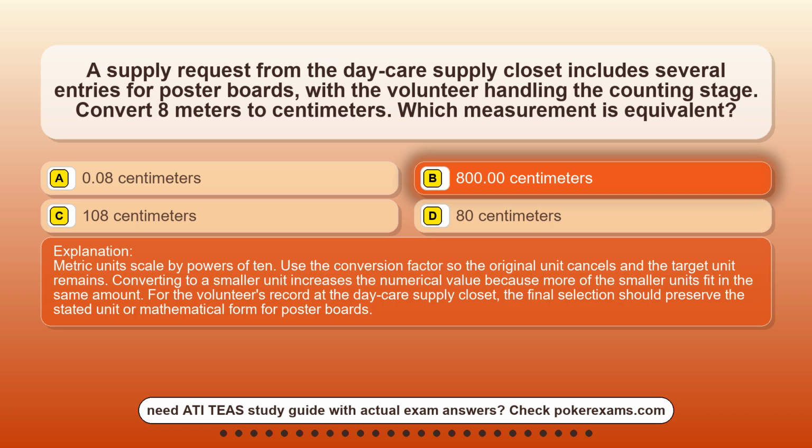Metric units scale by powers of 10. Use the conversion factor so the original unit cancels and the target unit remains. Converting to a smaller unit increases the numerical value because more of the smaller units fit in the same amount. For the volunteer's record at the day-care supply closet, the final selection should preserve the stated unit or mathematical form for poster boards. Question 13.